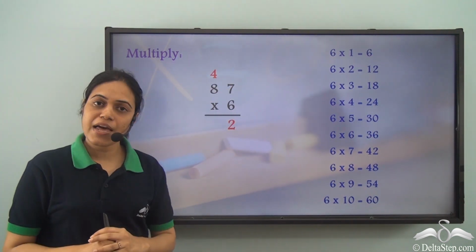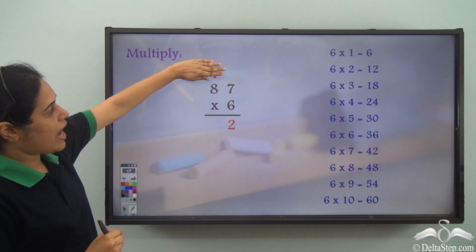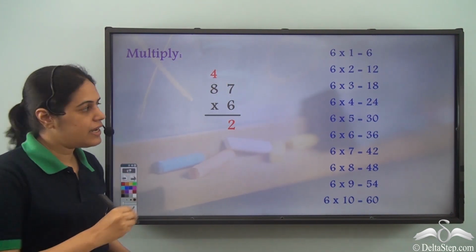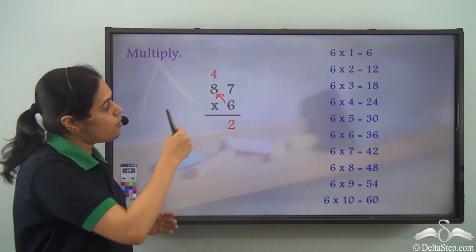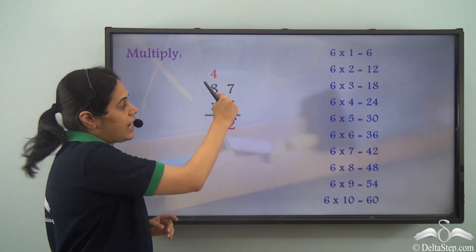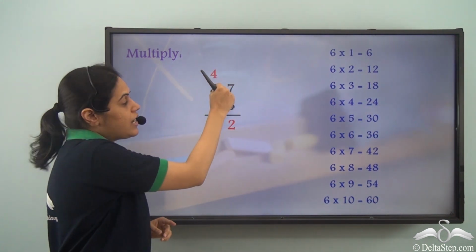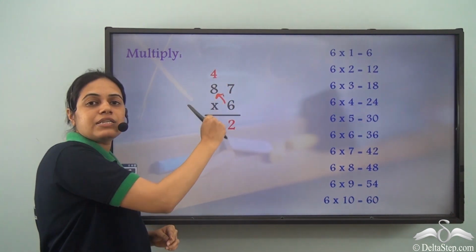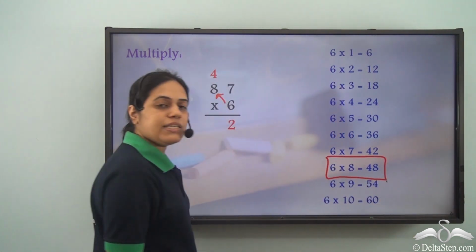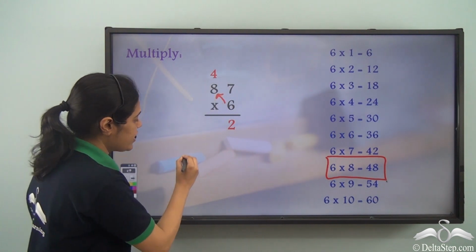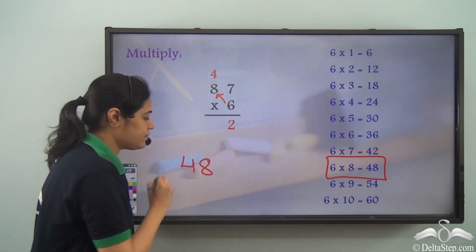This 4 is carried over. So I leave this 4 aside and I multiply 6 by 8. So because I am multiplying, I need to multiply 6 by 7. I need to multiply 6 by 8. What is the answer of 6 into 8? 48. 6 into 8 is 48.